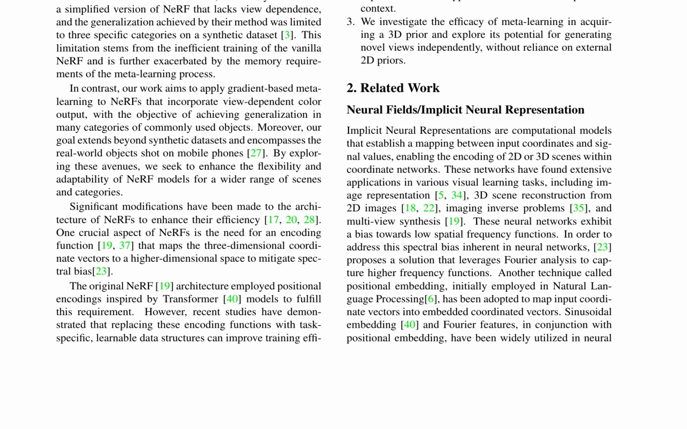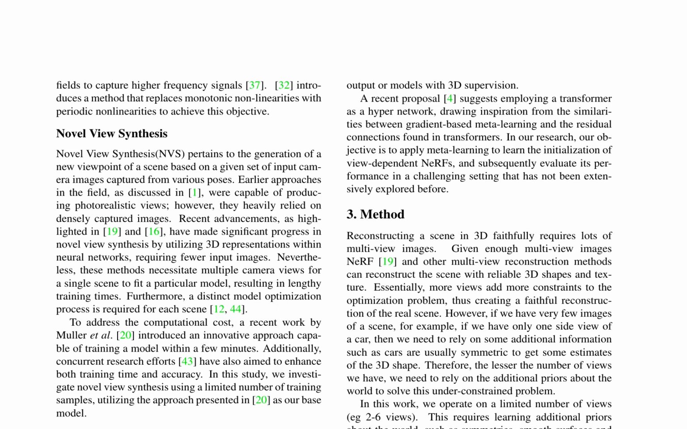Significant modifications have been made to the architecture of NeRFs to enhance their efficiency, including the use of task-specific, learnable data structures and multi-resolution hash encoding functions. The introduction of the hash encoding function has ensured convergence with a significantly lower number of iterations, further optimizing the training process. The paper aims to make 3 significant contributions: utilizing hash encoding to accelerate the meta-learning process, conducting extensive experiments on categories of real-world objects, and investigating the efficacy of meta-learning in acquiring a 3D prior and generating novel views independently.